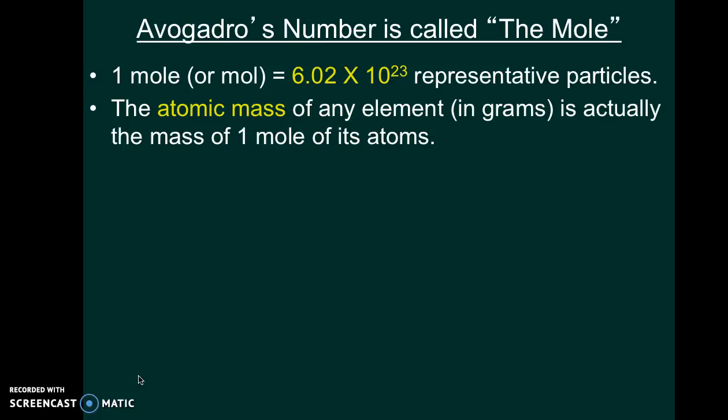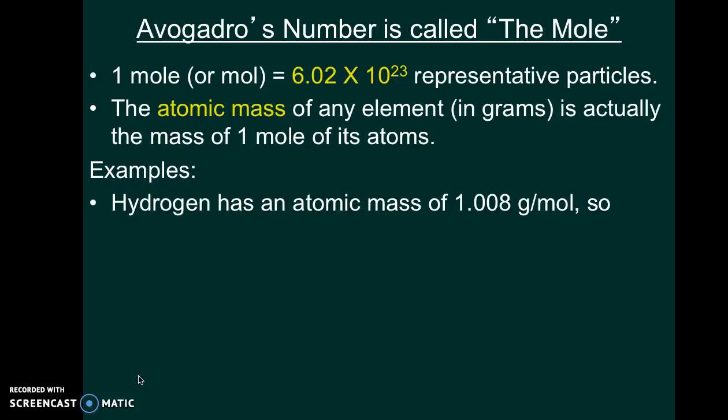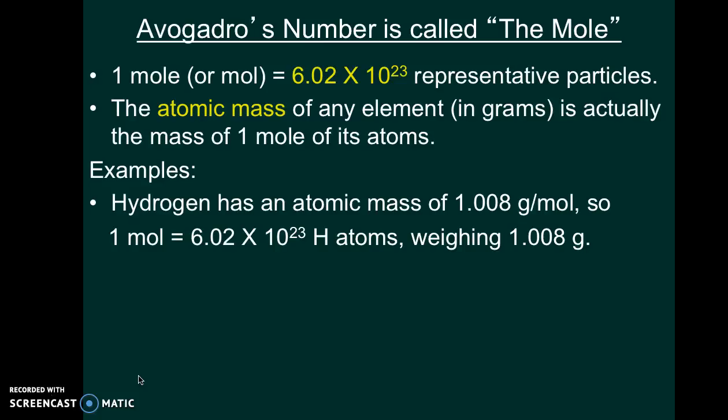The atomic mass of any element in grams is actually the mass of one mole of its atoms. For example, hydrogen has an atomic mass of 1.008 grams per mole. So, 1 mole is equal to 6.02 times 10 to the 23rd hydrogen atoms weighing 1.008 grams.